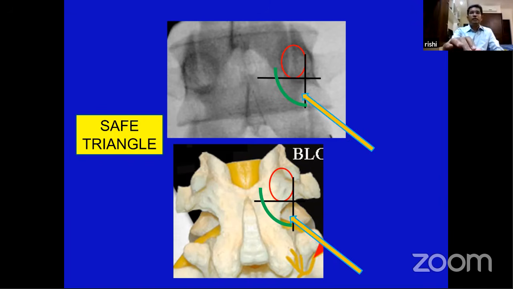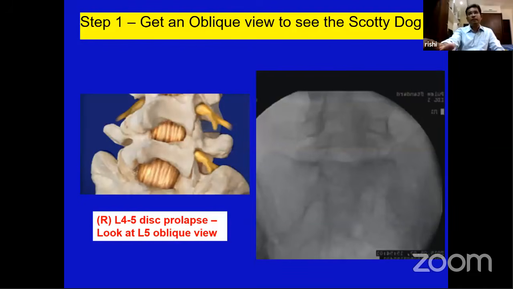But actually, if you see, this space is completely covered by the pars region and part of the lamina. So we may not be able to insert the needle under this pars region if we have to target the inflamed nerve root. For that, we have to rotate the spine. So we have to get an oblique view of the spine so that we can see the nerve root in a better perception.